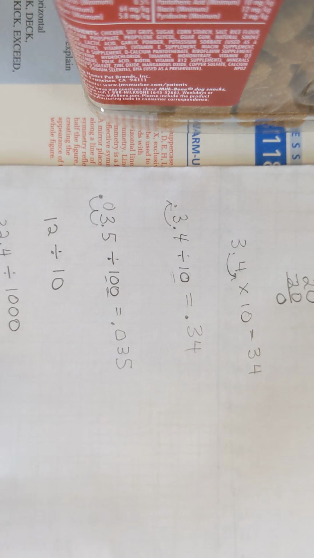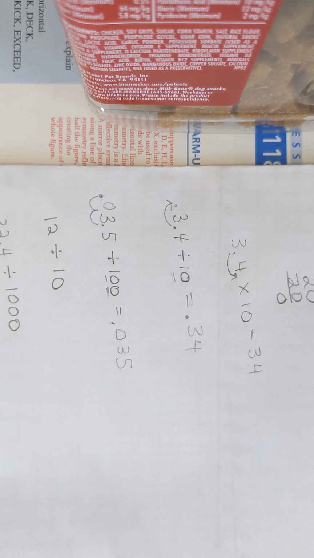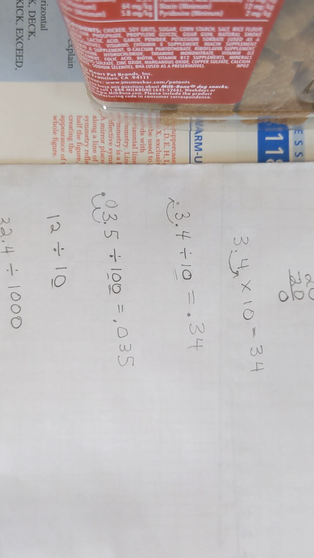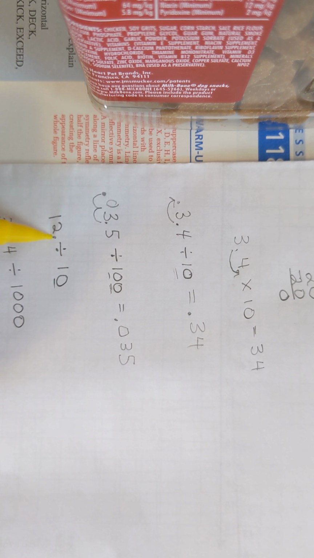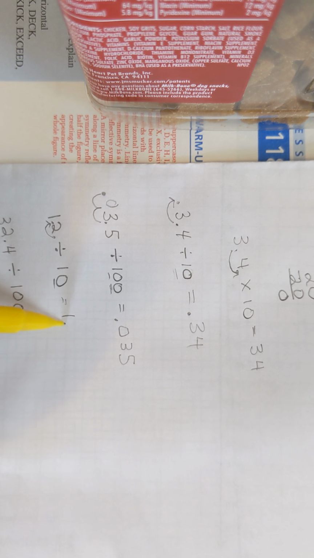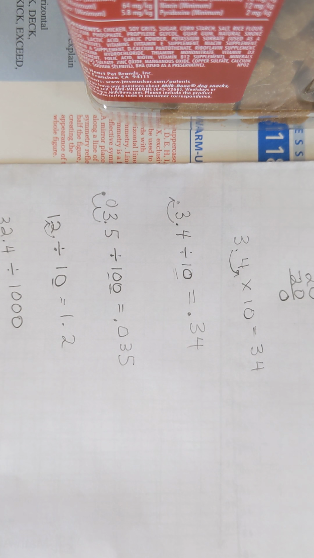Let's look at the next one. 12 divided by 10. Okay, so I have 1 zero in the 10 here. So I'm going to move my decimal point one place to the left. So I'll go to my decimal point. Uh-oh, I don't have a decimal point. But I know that 12 is a whole number, and it's understood that there's a decimal point behind it. So now I do have a decimal point, and I can move it one place to the left. So that will move it between the 1 and 2, and I will get 1.2 as my answer.